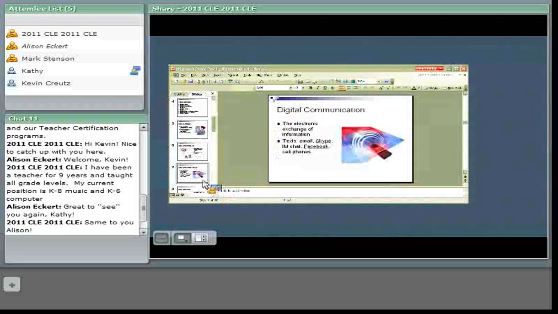Digital communication. This is the electronic exchange of information: texting, email, Skype, IM chat, Facebook, cell phone use, anything that they use to communicate. The new one to me is the video game capabilities. A lot of our kids are playing video games, and now they can share that with others around the world. I don't really think that they realize their full capabilities in this area. So this is one that I talk about quite a bit, and I tie it into a lot of the other areas of digital citizenship.